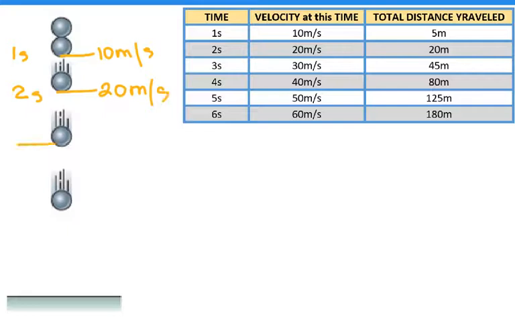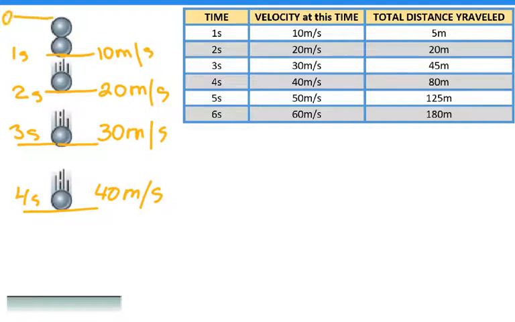In 3 seconds, the velocity is going to be 30 meters per second. And in 4 seconds, 40 meters per second, and so on. So if I look at this problem, I see my velocity is changing every second. It accelerates, so acceleration is 10 meters per second squared. Now I'm going to look at the distance traveled.